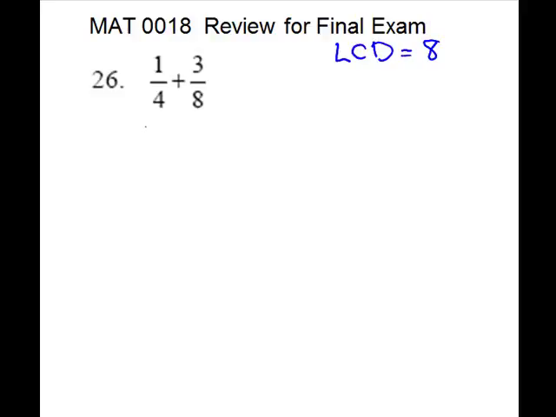I'm going to bring down what I have. And I want to change this 4 and get an 8. So I would need to multiply by a 2. If you multiply by it on the denominator, you have to do the same to the numerator. So this gives me 2 over 8. My second fraction has the 8 already, so I can just bring it down.